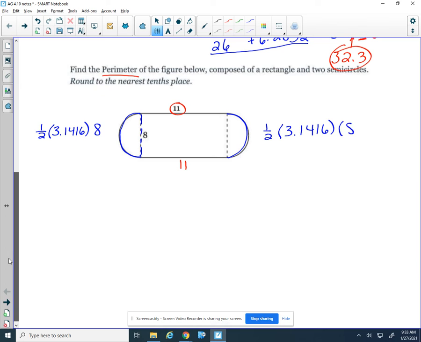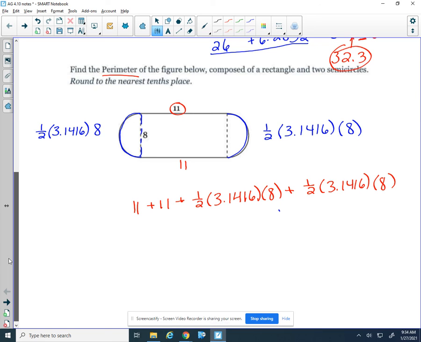So we have 1/2 3.1416 times 8. And since we're doing perimeter, we're going to add all these up together. So I have an 11, I have another 11, one on the top, one on the bottom, and then I have a 1/2 3.1416 times 8, and another one. If you want to get fancy, the halves would cancel, and we could just write this once, but we're not worrying about that because we're trying to keep it super straightforward.